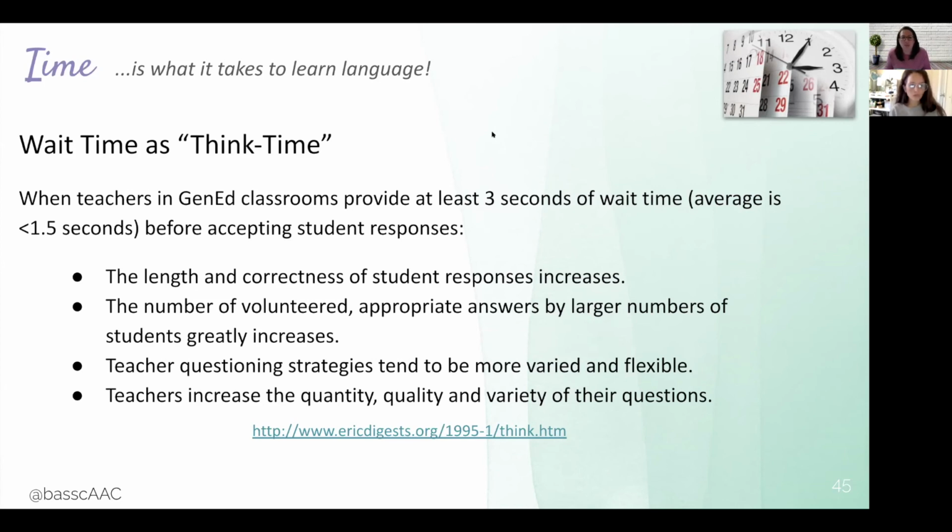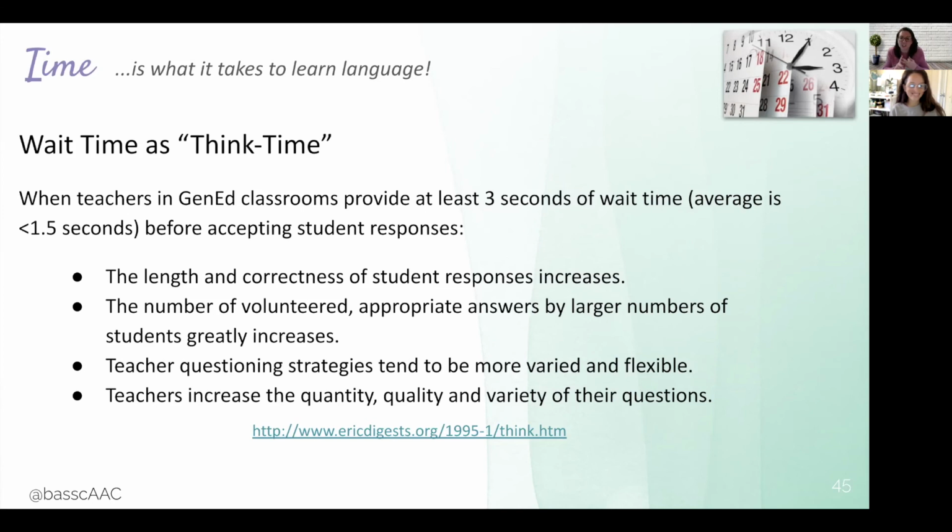So if gen ed teachers would provide at least 3 seconds of wait time, when the average is less than a second and a half, if they would even just wait a second and a half more, to where it was 3 full seconds of wait time before accepting a student's response to a question, the length and correctness of students' responses increases. The number of students who volunteer with appropriate answers greatly increases. Can I repeat myself there?